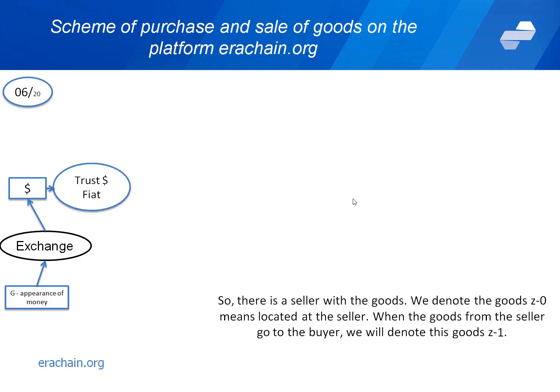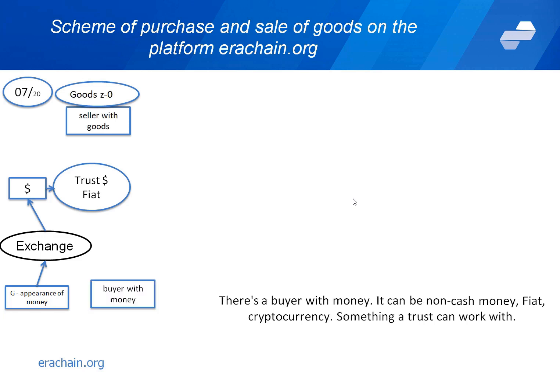So, there is a seller with the goods. We denote the goods Z0, meaning located at the seller. When the goods from the seller go to the buyer, we will denote these goods Z1. There is a buyer with money. It can be non-cash money, fiat, cryptocurrency, something a trust can work with.